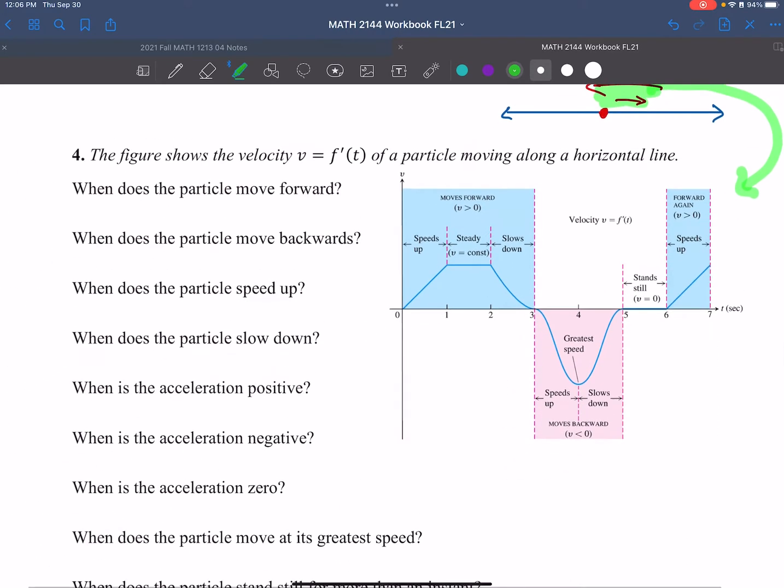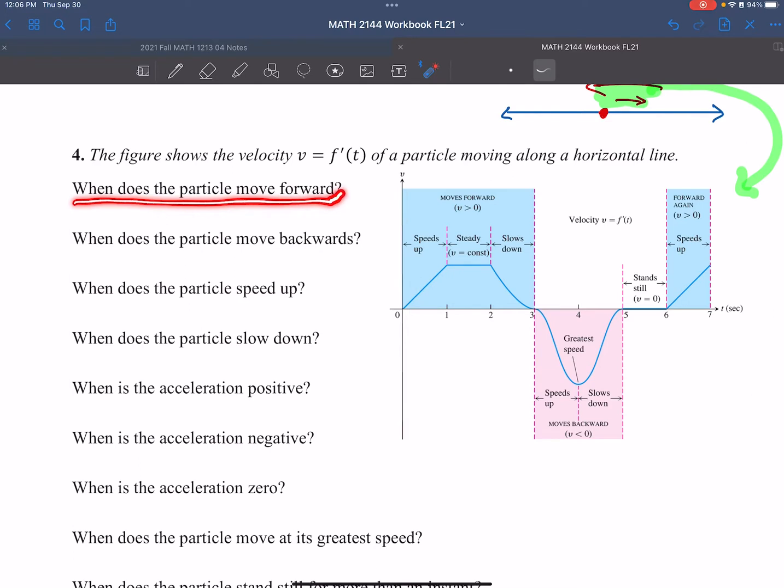So we're asked a series of questions about the motion of this particle, and let's just go ahead and answer these. I believe on the homework they request the answers in inequalities instead of intervals. So again, just be aware of that, and I'll answer in intervals as we go. So the first thing we're asked is, when does the particle move forward?